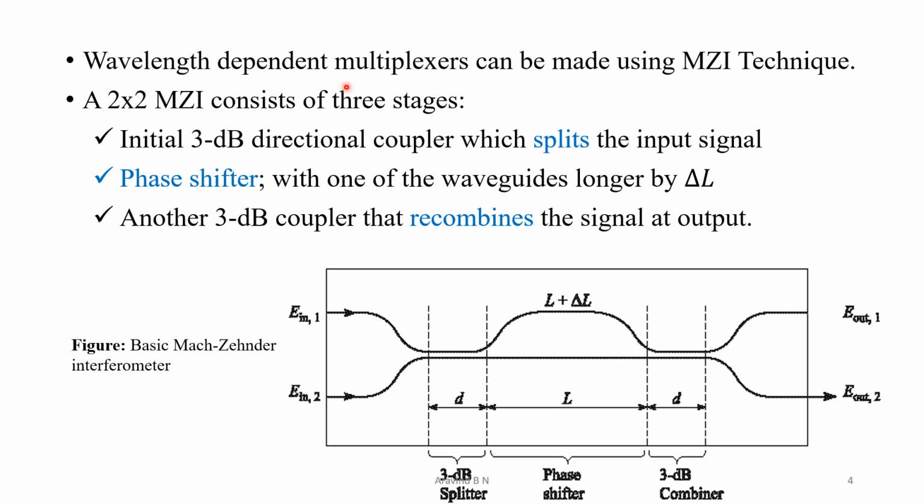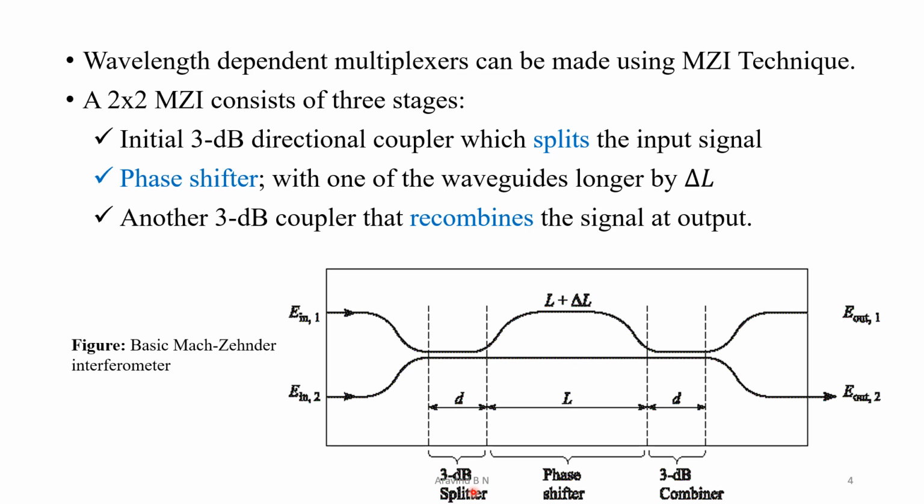Now, wavelength dependent multiplexers can be made by making use of the MZI technique. This diagram shows a typical basic Mach-Zehnder interferometer. This is a 2 cross 2 interferometer. It has two inputs as well as two outputs, therefore it is known as a 2 cross 2 interferometer. Larger ones can also be developed, but for our study we are going to consider only the 2 cross 2 size.